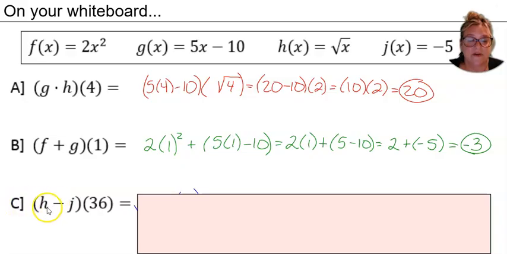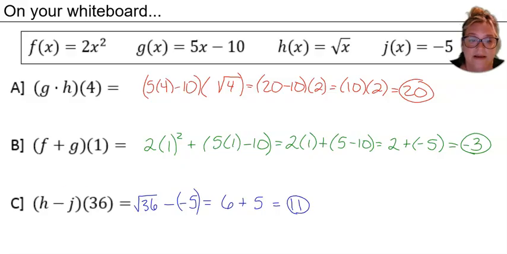Then in C, we have the function h minus the function j. We're going to evaluate that difference when x is 36. So we're going to take the function h of x, which is the square root of x. We substitute the 36 for the x. Square root of 36 is 6. Then our function j of x is the constant, negative 5. And remember, it doesn't matter what the x is. We just have a negative 5 for that function. And then a negative and a negative is a positive. So 6 plus 5 gives us a total of 11.